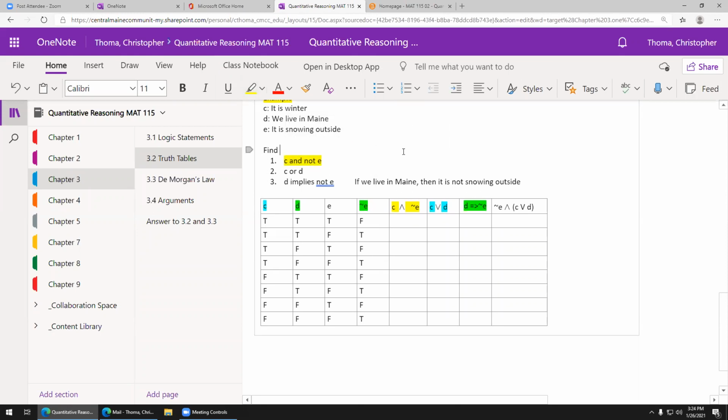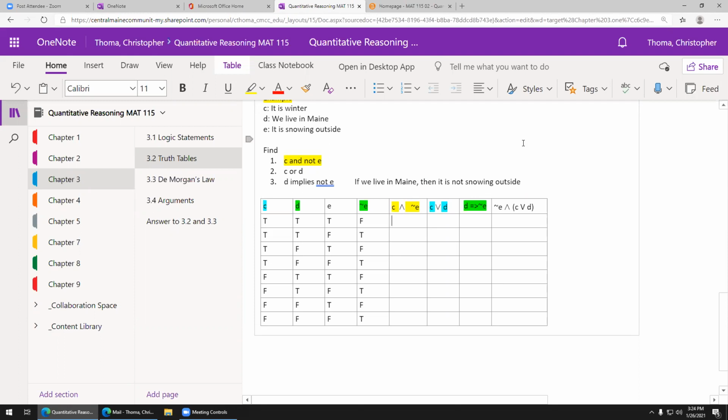Statement 1 is C and not E. So I wrote it in symbols, C, my upside down V, not E. Now, if you don't want to use symbols, then put the words in your table. I am completely fine with that. It's whatever makes you comfortable. I just want to know if you can build a truth table. So C and not E.